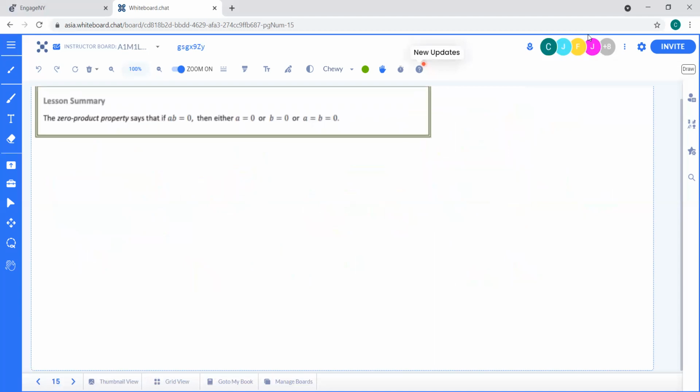Okay, so the zero product property says that if AB is equal to 0, then either A or B is equal to 0. It's what we've been saying. As long as one of the factors is 0, then the zero product property tells us that the whole thing is equal to 0.